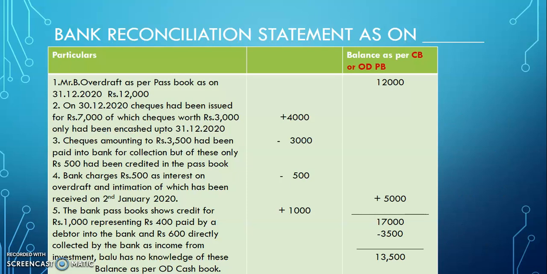So here we have an example. The balance overdraft as per passbook is the first. So it is the direct rule, balance as per cash book or overdrawn passbook. The amount is 12,000. So the first item, on 30/12/2020, check had been issued for rupees 7,000, of which check worth rupees 3,000 only had been encashed up to 31/12/2020. So at the time of receiving the check, we can make entry in our cash book 7,000, but bank encashed only rupees 3,000. So the remaining 4,000 is not encashed, but we entered in our cash book rupees 7,000.